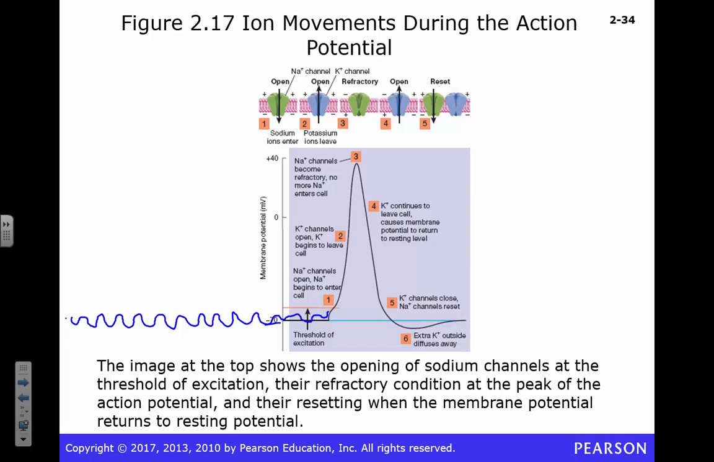Once you have reached this threshold of excitation, once you have had enough sodium channels open so that enough positive charge has entered the cell, there's nothing you can do but have an action potential. That's it. It's the end of the story. Class is over. No. There's a lot more to it. Your sodium channels open, you're going to get up to this threshold of excitation.